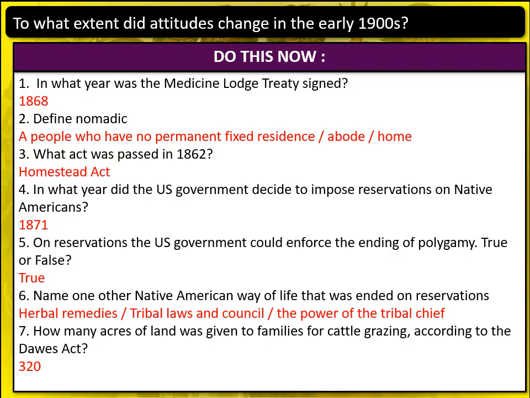Number 6, you could have said any of the following for one other Native American way of life that was ended on reservations. Herbal remedies, they could no longer be mixed by medicine men. Tribal laws and tribal councils, they were replaced by US laws in theory. The power of the tribal chief was removed and Indian agents took their place. You could have talked about how braves were no longer able to hunt and show their skill. Any of those would be appropriate. And then lastly, in terms of cattle grazing, so not farming but cattle grazing, it was 320 acres given to the Dawes Act. Give yourself a mark out of 7 and then we'll move on.